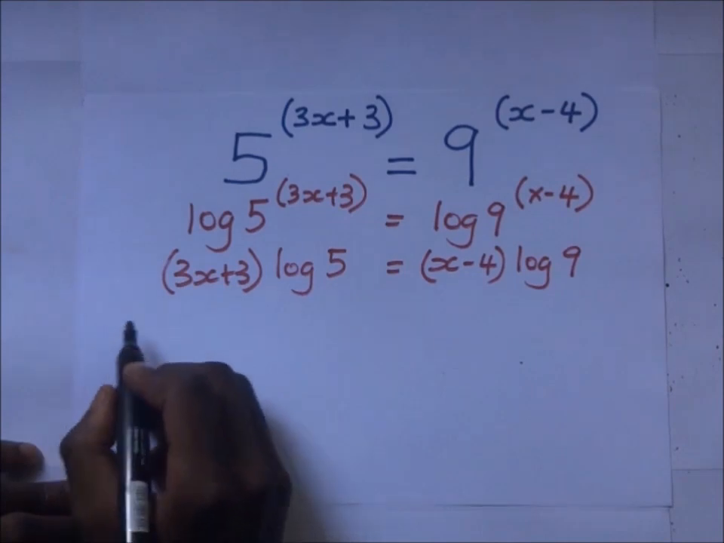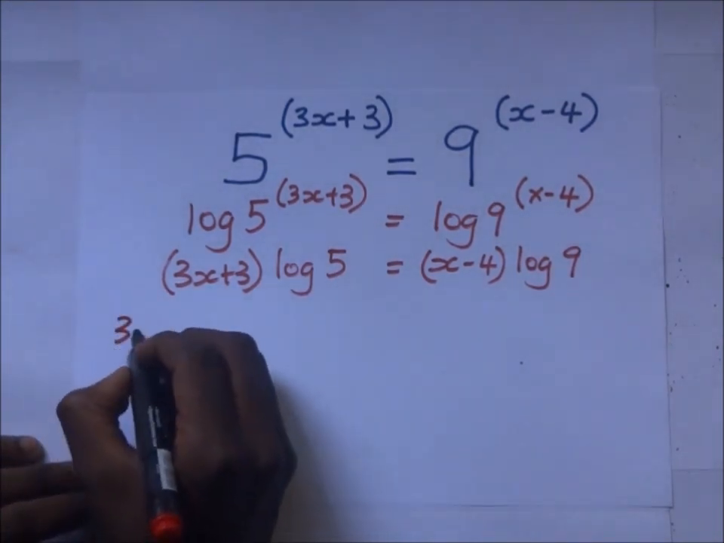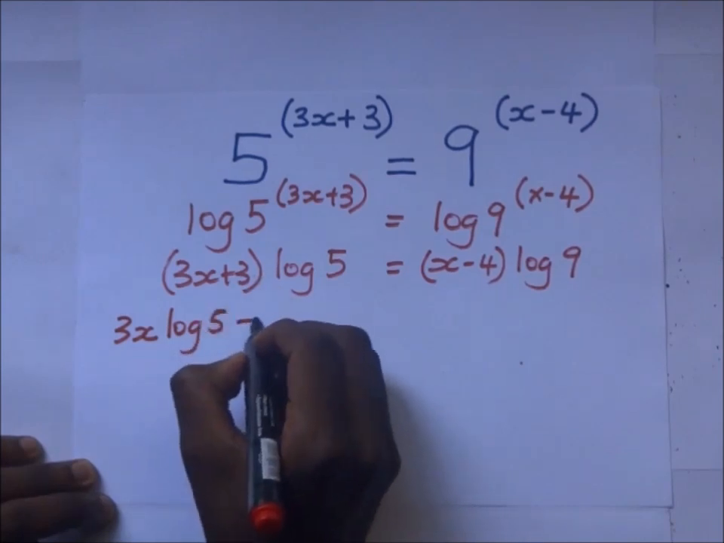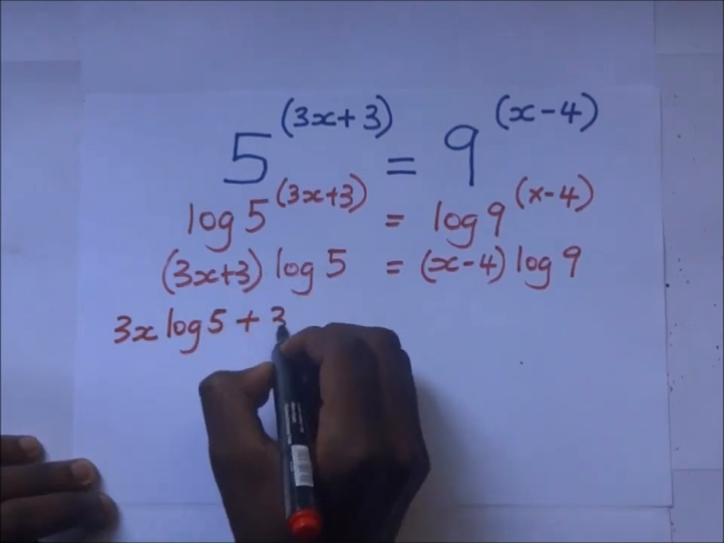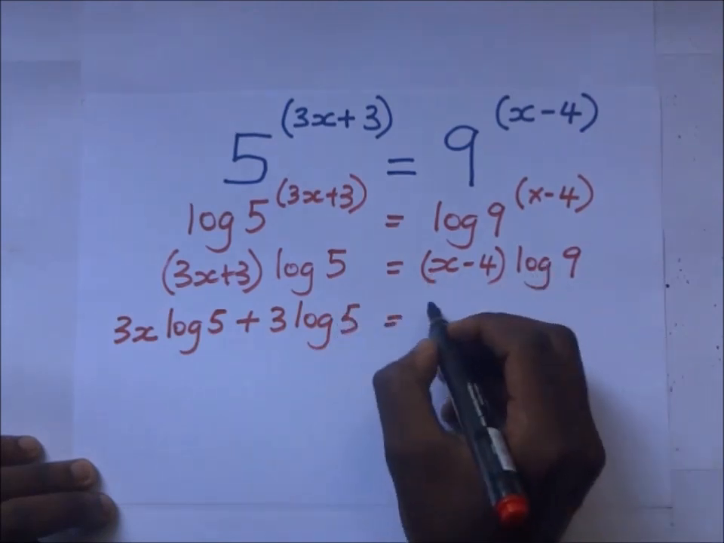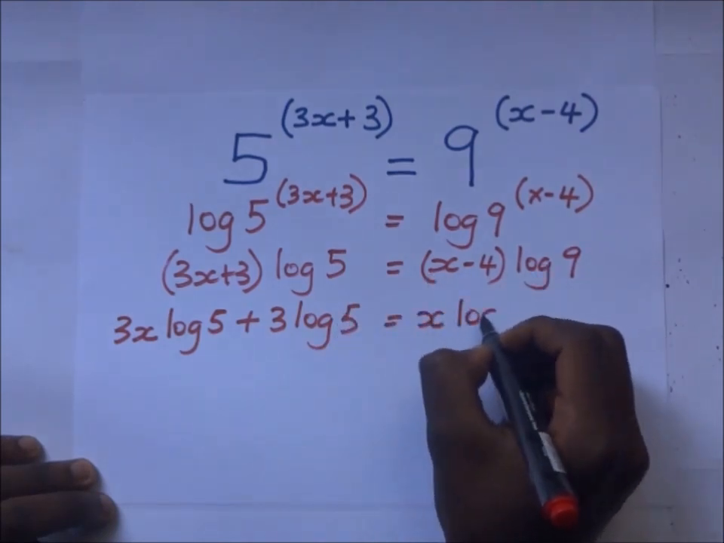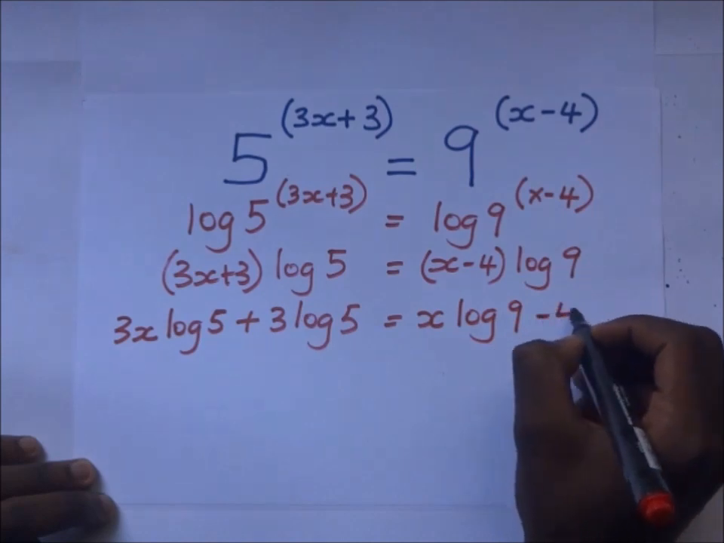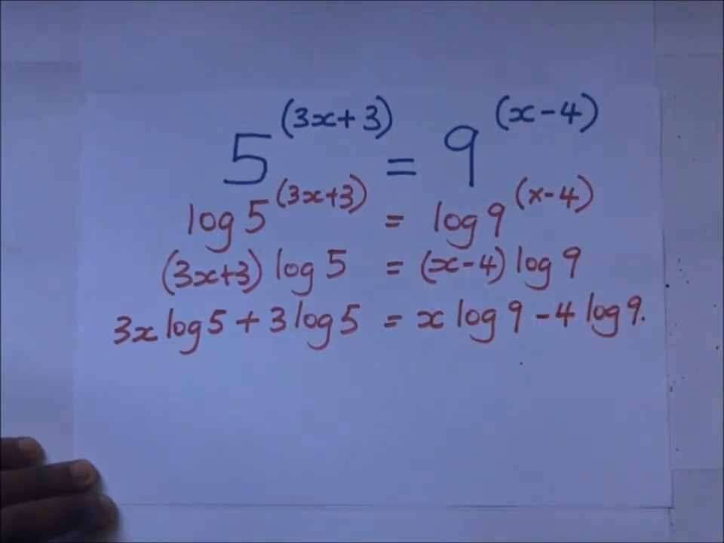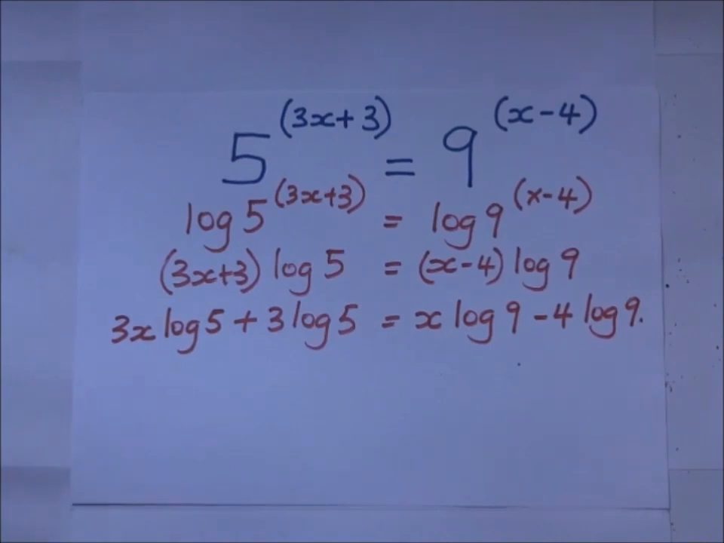When we open brackets here, it's going to become 3x log of 5 plus 3 log of 5, and on the other side, x times the log of 9 minus 4 the log of 9. So we shall collect like terms. We shall put those terms that are having unknowns on one side of the equation and those terms that do not have unknowns on another side of the equation.